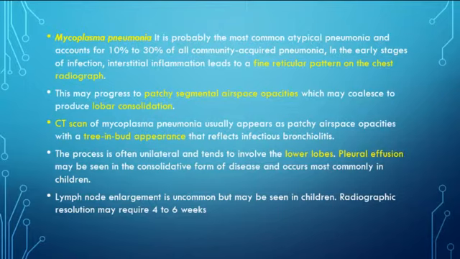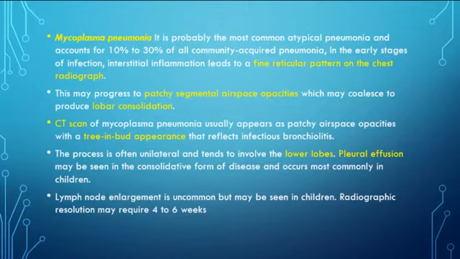Mycoplasma pneumonia is probably the most common atypical pneumonia and accounts for 10 to 30% of all community-acquired pneumonia. In the early stages of infection, interstitial inflammation leads to a fine reticular pattern on the chest radiograph. This may progress to patchy segmental airspace opacities, which may coalesce to produce lobar consolidation.